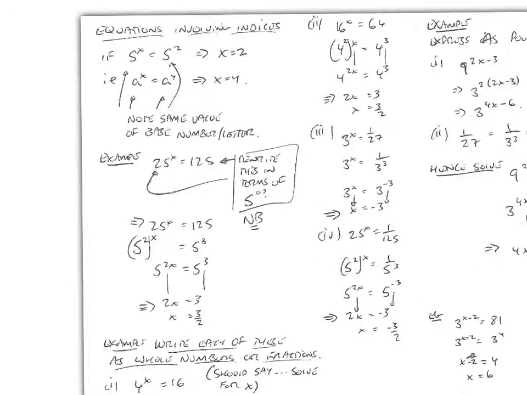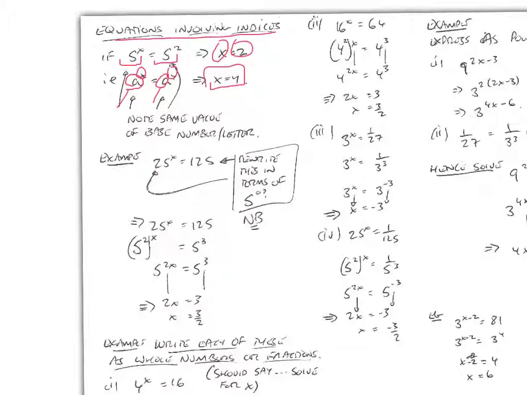Let's look at some problems which associate themselves with equations involving indices. So if we have an equation like 5 to the power of x equals 5 to the power of 2, then x must be equal to 2. Because basically, if we have a base value to the power of x equal to the same base value to the power of y, x must be equal to y. So it has to be the same letter or number here.